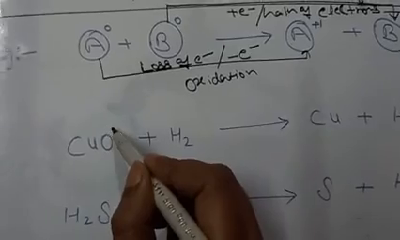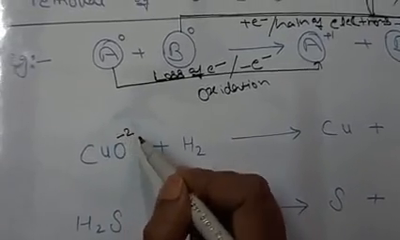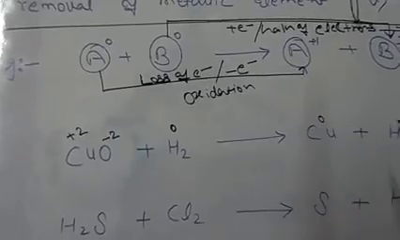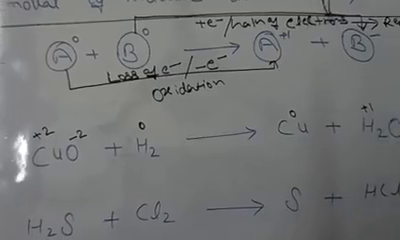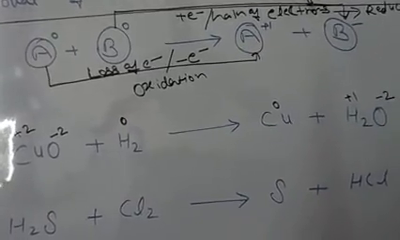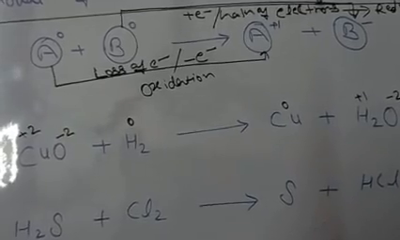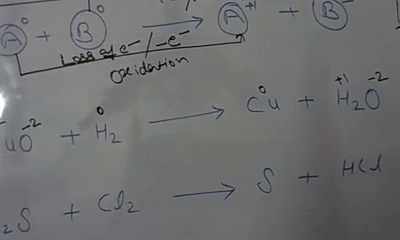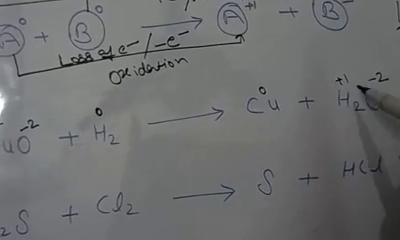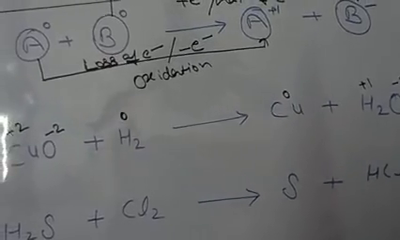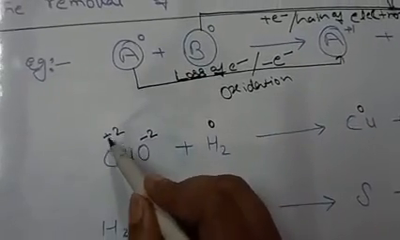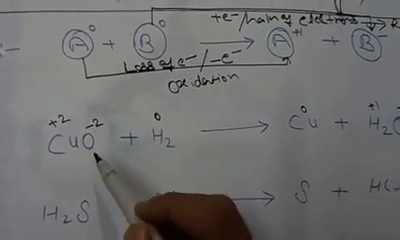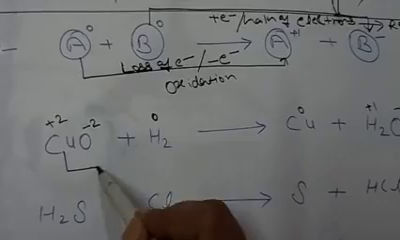You know the oxygen will break into a -2 ion, and copper is a +2 ion. Hydrogen is in 0 state, copper is in 0 state, and in H2O, hydrogen is in +1 state and oxygen is in -2 state. Now how is this possible, since +1 and -2 is not balanced? Here there are 2 atoms of hydrogen, so 2 into +1 equals +2. Now the total of +2 and -2 equals 0, hence it is neutral. So you can see this is +2 to 0, meaning here it is gain of electron, it is +2 to 0.